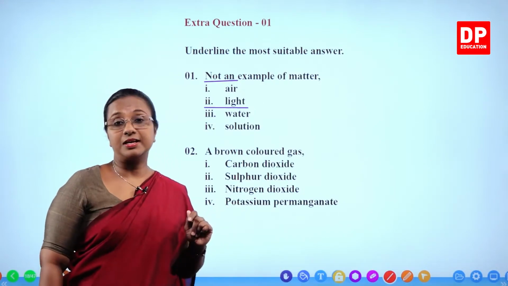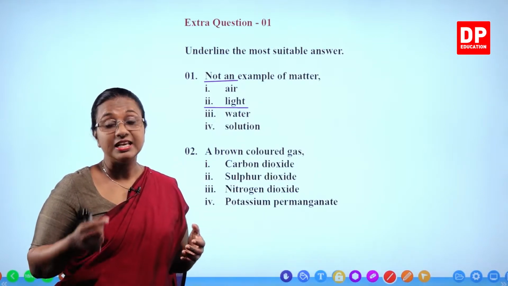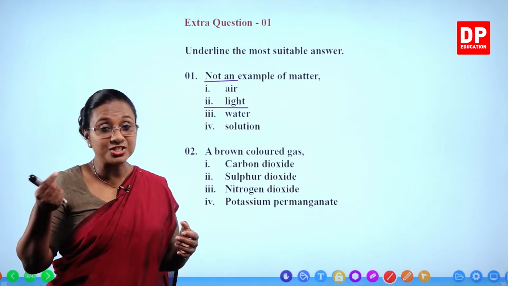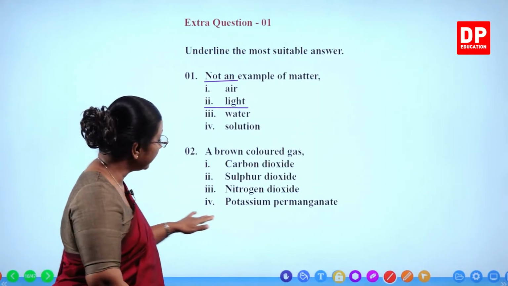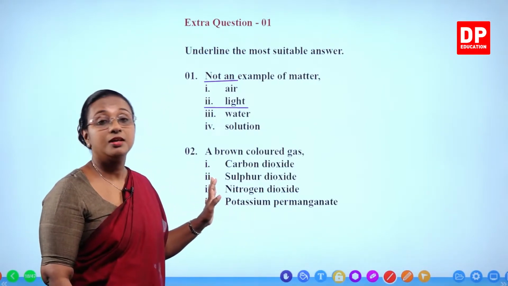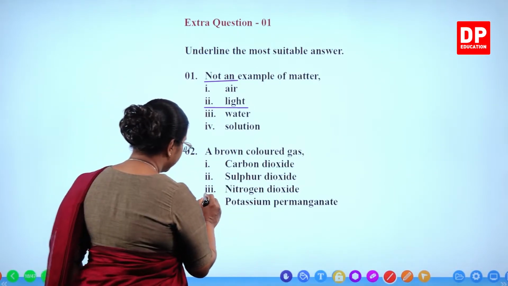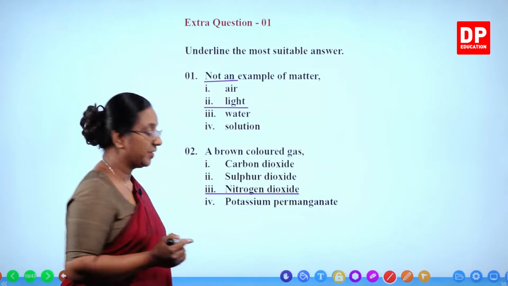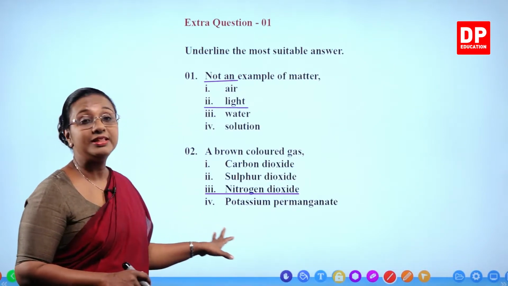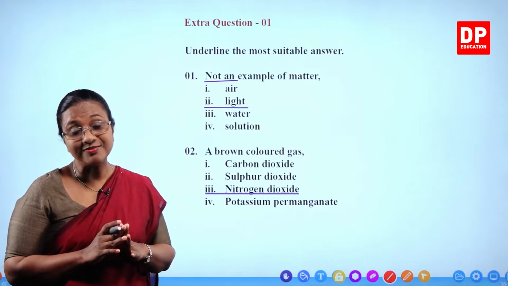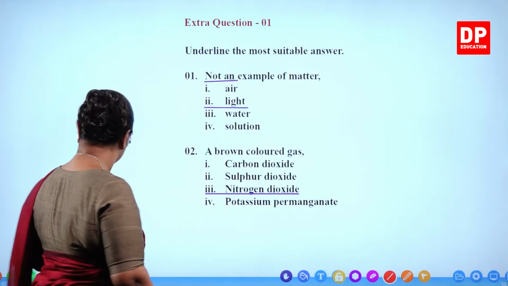Then potassium permanganate. Potassium permanganate is a solid crystals. You have seen it. It looks almost blackish in color, very shiny crystals, but when you dissolve it, you get a purple color solution. So that is a solid and not brown color. So a brown colored gas is nitrogen dioxide. So like I told you all before, students, when you answer the questions, you have to look at all the answers and select the most suitable one. So that we have done the first two, we'll move on to the next question.